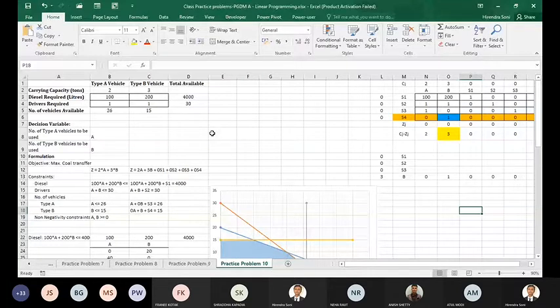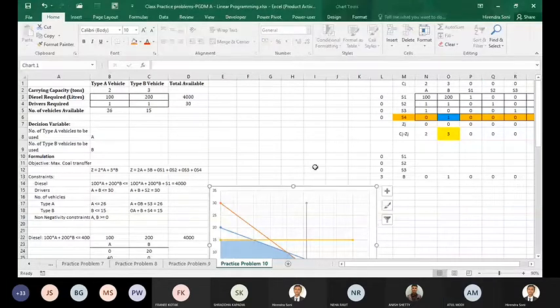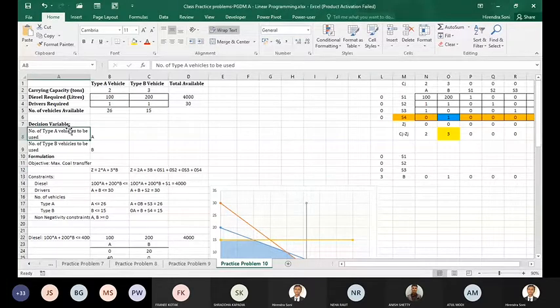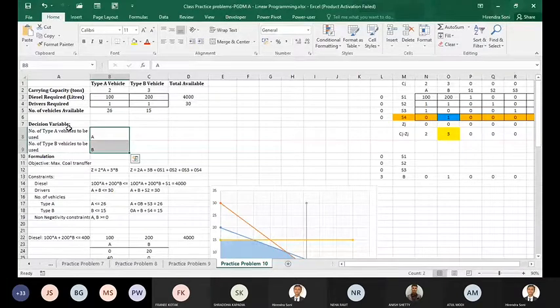Okay. So based on the problem, what we did was we identified decision variables. We identified them as A and B. A indicates the number of type A vehicles to be used. B indicates the number of type B vehicles to be used.